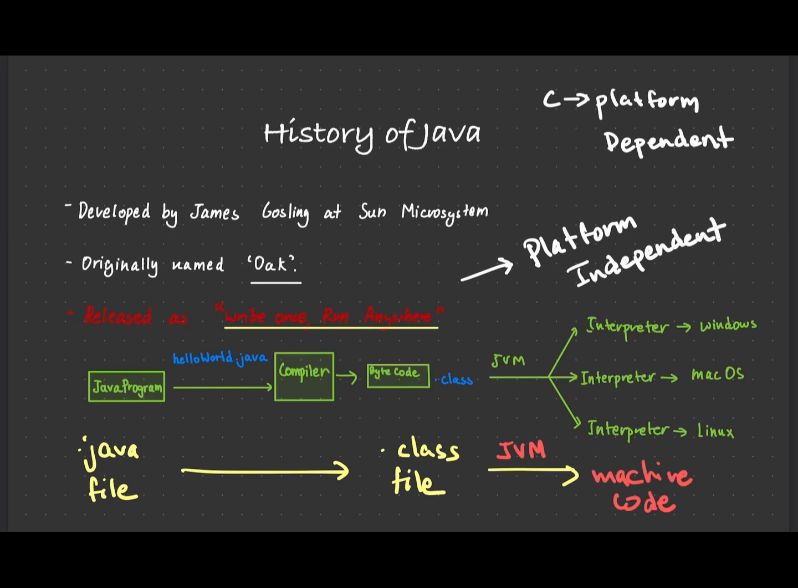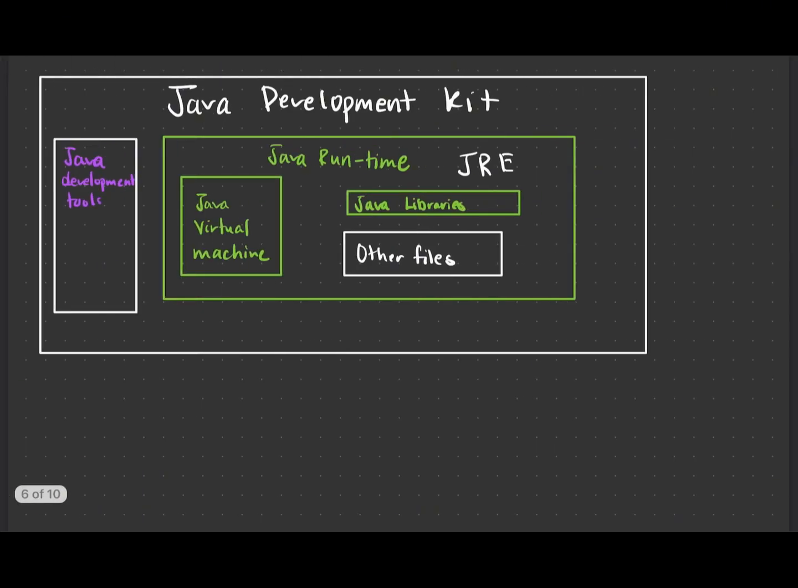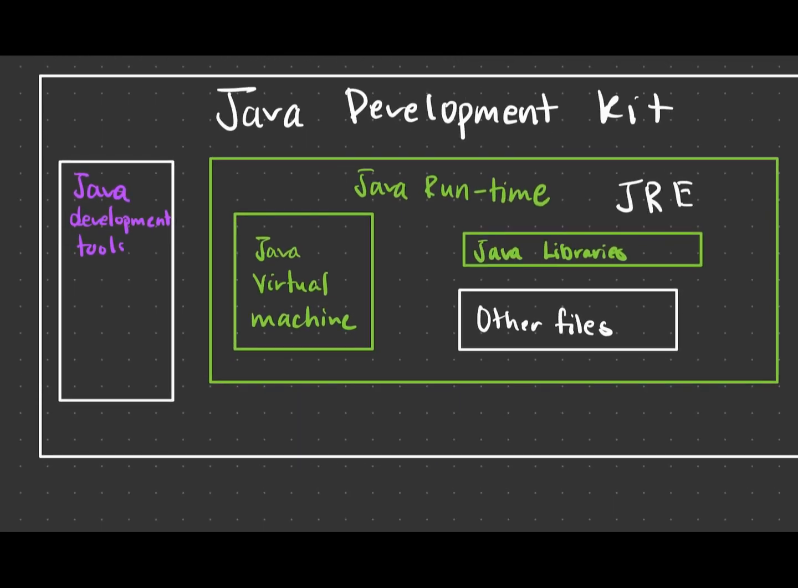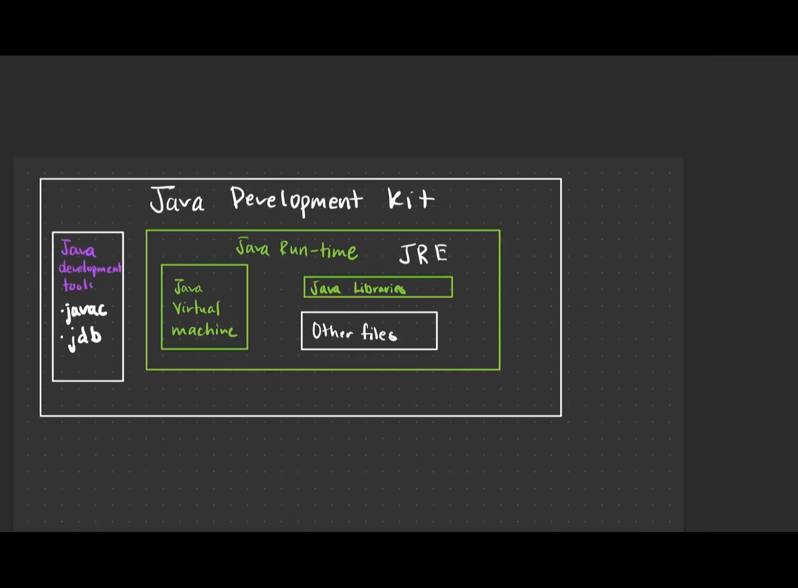So, what is the Java Development Kit? The Java Development Kit is the complete package needed for Java development. It contains everything a developer needs to write, compile, and run Java programs. The JDK consists of some main components, which are development tools. These are tools like the Java compiler and the Java debugger. They allow you to write and convert Java code into a format that the computer can understand.